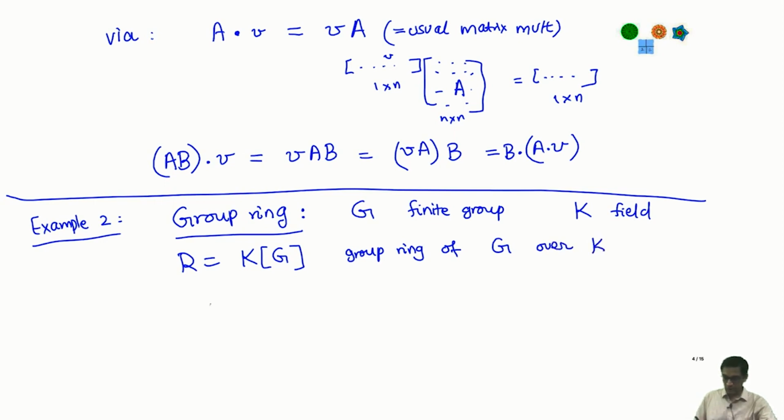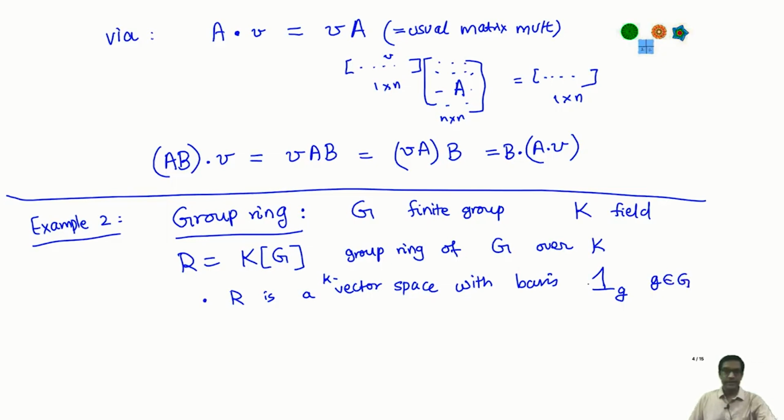Firstly, it's a vector space. So how do you define R? R is a vector space over the field K. It's a K vector space. So you start with the K vector space with basis given by some elements, which we were labeling as 1_g, where g runs over G. So I take these finitely many basis elements, 1_g as g runs over G. So this is the basis.